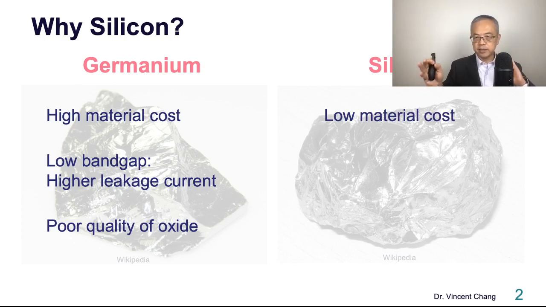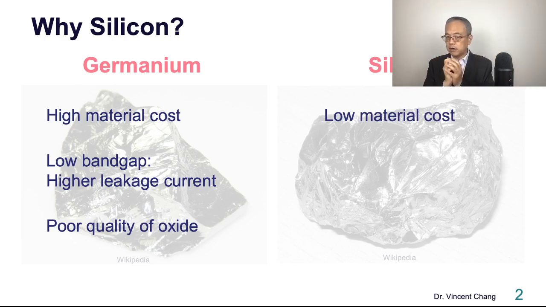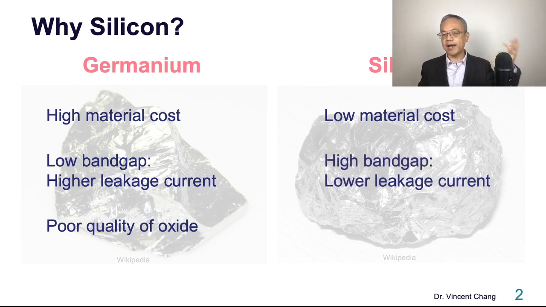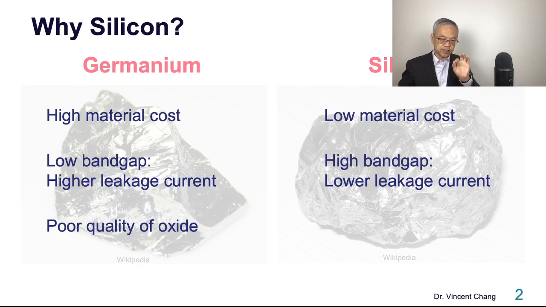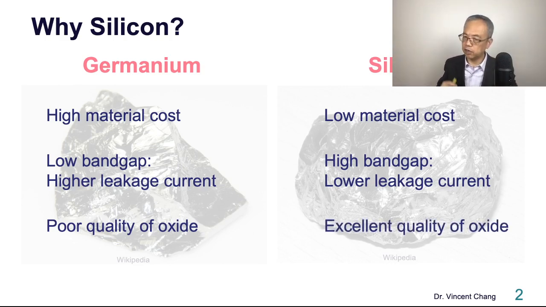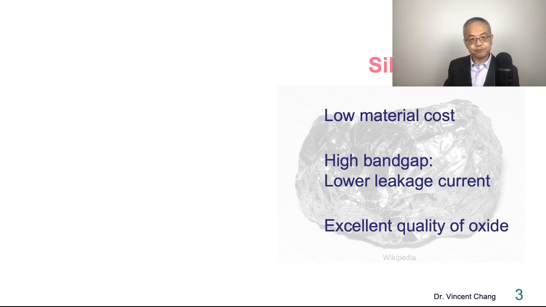But on the other side, when you look at silicon, number 1 is a low material cost. Number 2 is the higher band gap, which will cause the leakage current to become lower compared to the germanium counterpart. And it has extremely high quality silicon dioxide. So it's the best candidate for the MOSFET, metal oxide semiconductor field effect transistor, which I will teach in another course.